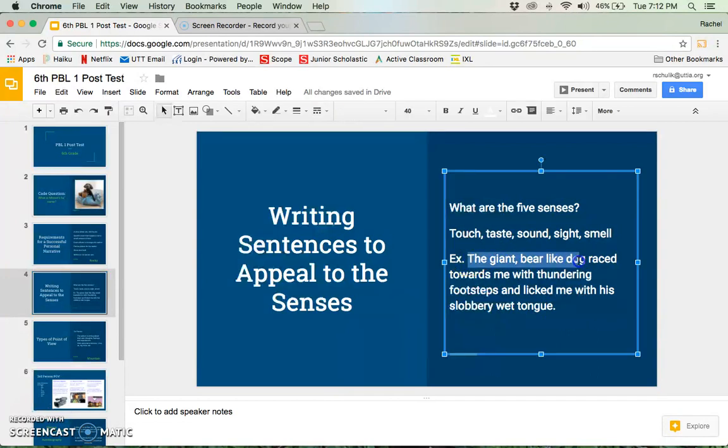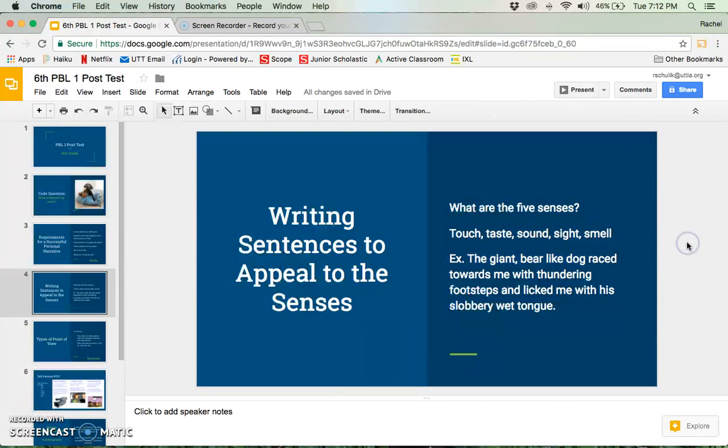So this part that says the giant bear-like dog, instead of saying the dog raced me, this lets us know what kind of dog. If we didn't say this, we don't know if it's a Chihuahua or a huge dog, and this helps us know that it's a big dog. Then thundering footsteps helps the reader hear what's going on, and they can hear the dog getting closer and closer. Then licked me with his slobbery wet tongue, you can actually give that reader the feeling that they're being licked by the dog too. So this sentence appeals to our sense of sight, our sense of sound, and our sense of touch, 3 of the 5 senses.